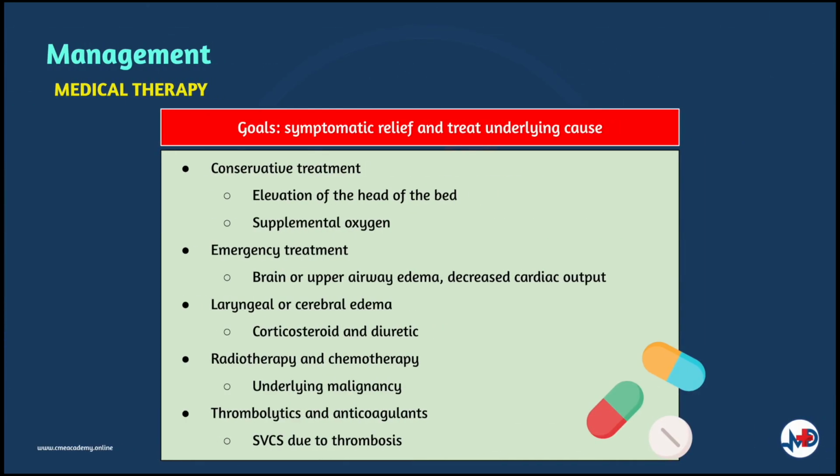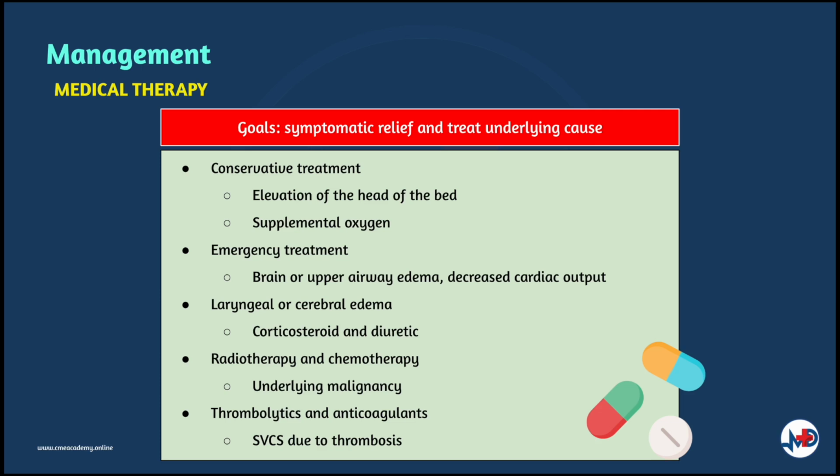In the management of superior vena cava syndrome, the goals are to relieve symptoms and to attempt cure of the primary malignant process. Only a small percentage of patients with rapid onset obstruction of the superior vena cava are at risk of life-threatening complications. Patients with clinical SVC syndrome often gain significant symptomatic improvement from conservative treatment measures, including elevation of the head of the bed and supplemental oxygen. Emergency treatment is indicated when brain edema, decreased cardiac output, or upper airway edema is present. Corticosteroids and diuretics are often used to relieve laryngeal or cerebral edema.